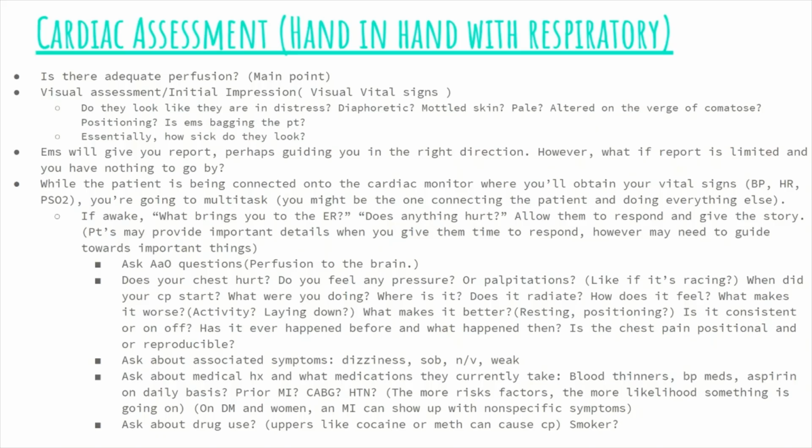So the next thing you should be asking about is, what about drug use? Drugs like cocaine and meth can cause chest pain from how hard they're making the heart work, right? So it's important to ask. Doesn't matter who your patient is, you're not judging anybody by how they look. You ask anybody that's having chest pain, hey, do you do any drugs? Because if they do, the treatment for this chest pain can differ, right?